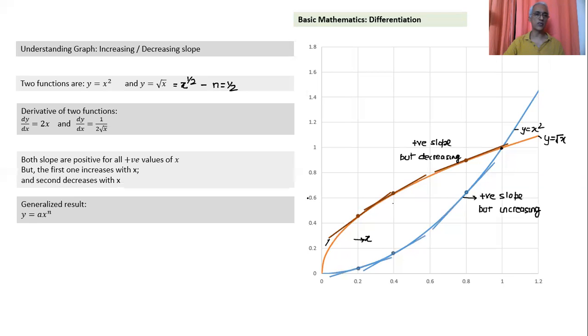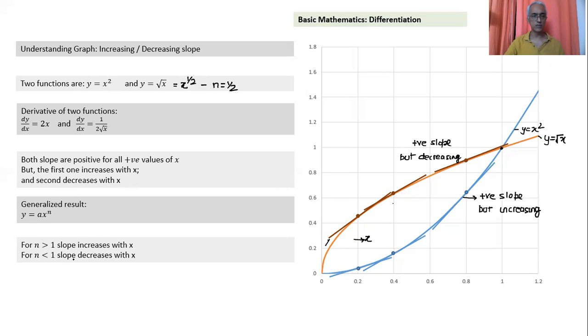Yes, we can generalize here. In the first case, what you have noticed is that the power is greater than 1. Here, the power is less than 1. So when does the slope increase? Whenever the power is greater than 1, the slope will increase, and the shape of the curve will be like this. Whenever the power is less than 1, the slope will decrease, and the shape will be like this. Just a generalization: the general result is that when n is greater than 1, slope increases with x.